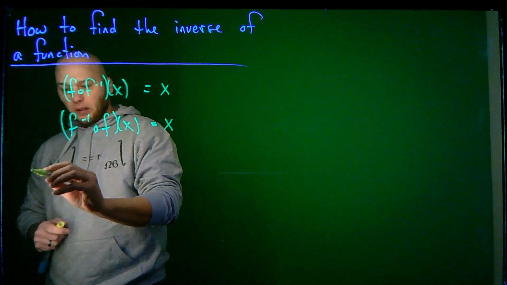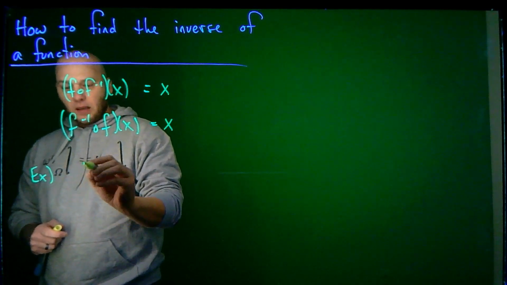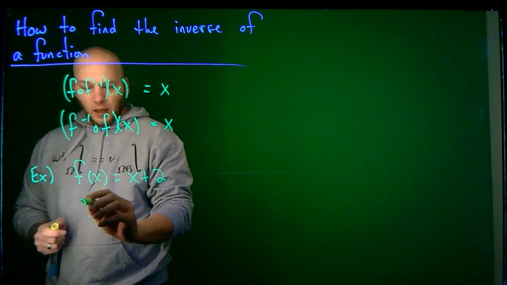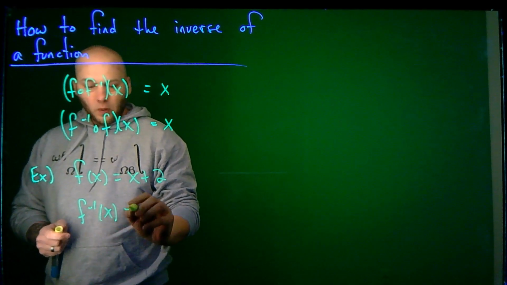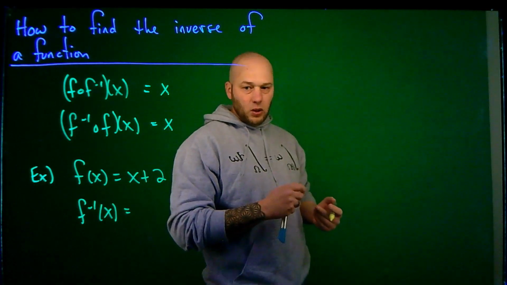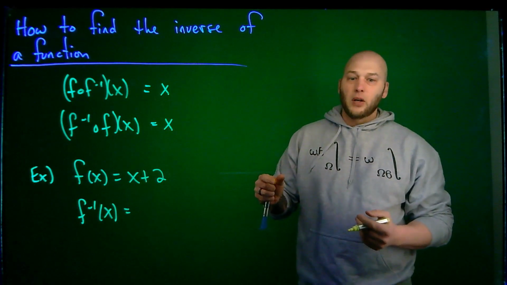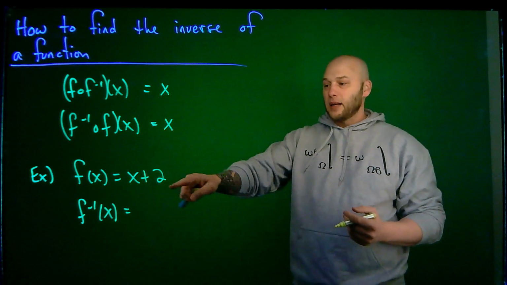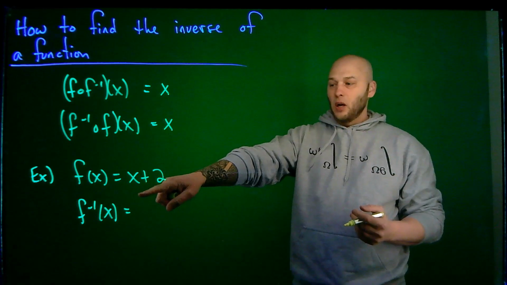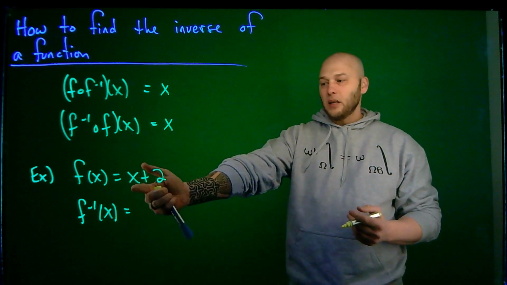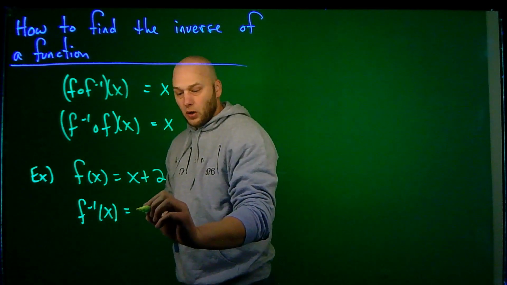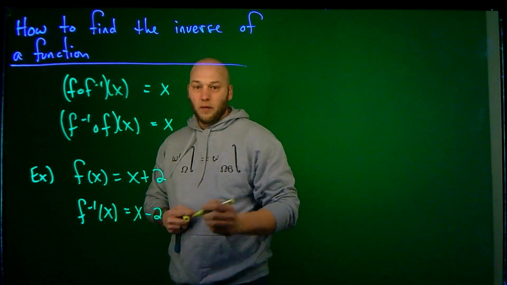Simple example to illustrate that idea, let's say I give the function f of x is equal to x plus 2, and the inverse. Well, the idea of an inverse function is that it's going to do the inverse operation to an input as compared to the original function. What this original function does, it takes the input and adds 2 to it. Therefore, the inverse function would subtract 2 from the input.